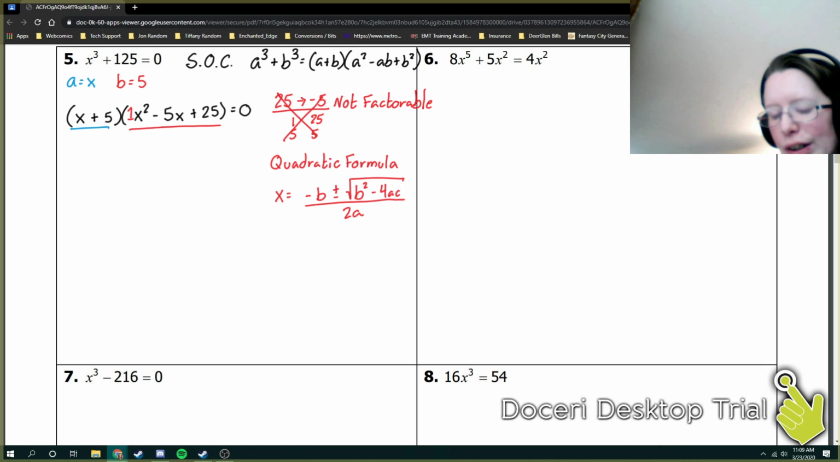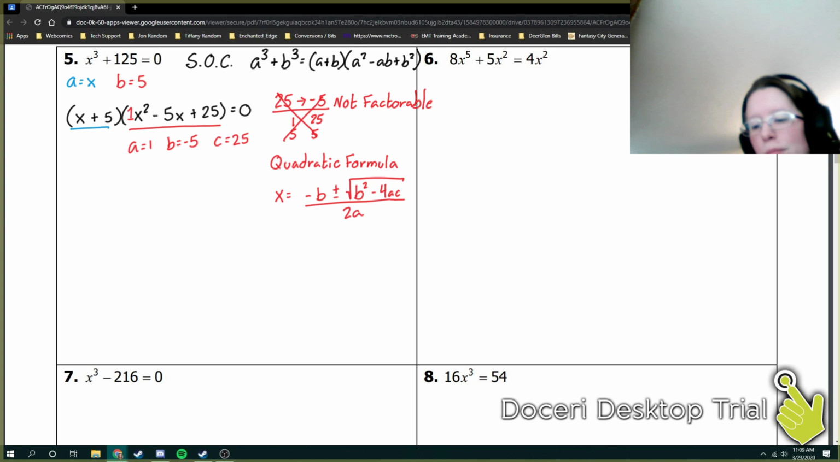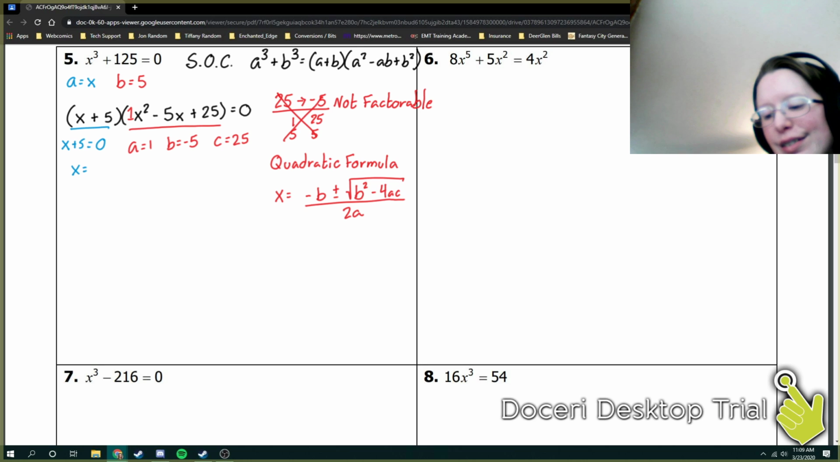Okay, so let's see, in this problem my A is 1, my B is negative 5, and my C is 25. Note that these are different from the sum of cubes formula. I'm actually going to take care of the x plus 5 factor really quickly so we just know that it's done. So if I set x plus 5 equal to 0, I'm going to get negative 5. Yay. That one's good. We know that one's one of the answers. So now I'm going to come back to the quadratic formula side.